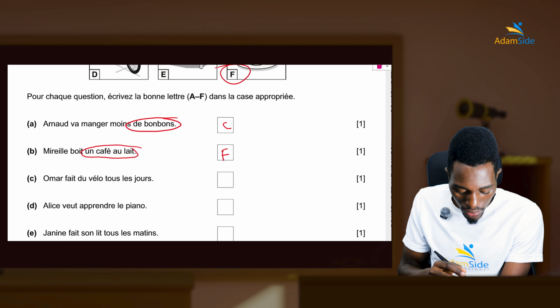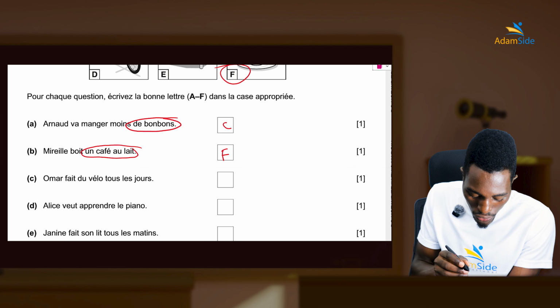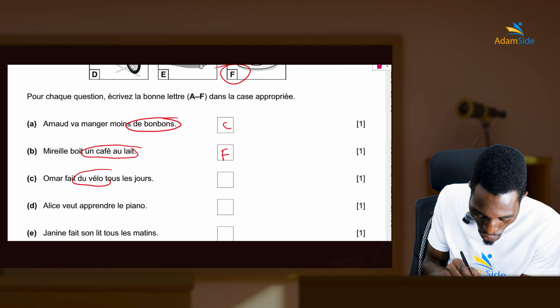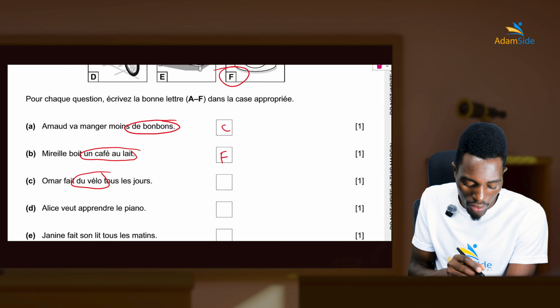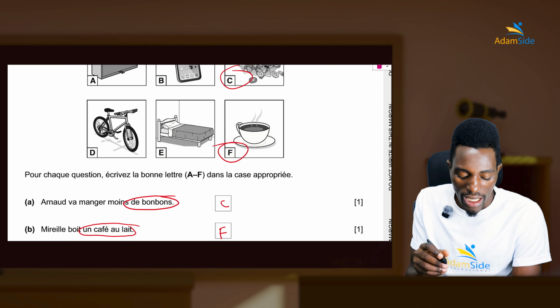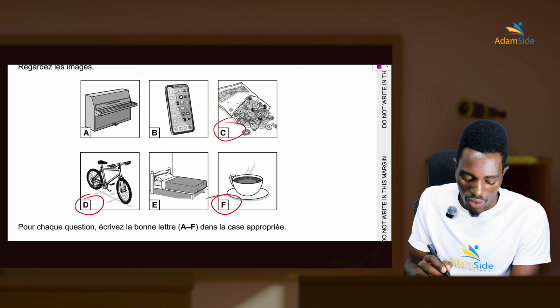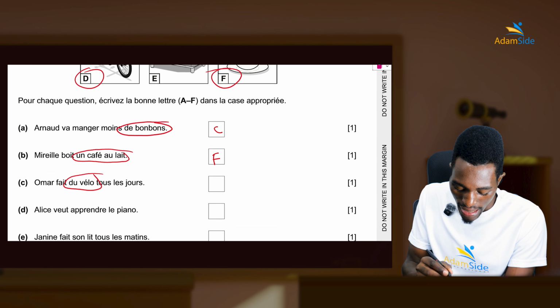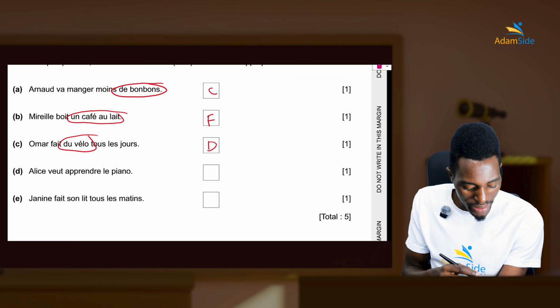Omar fait du vélo tous les jours. Omar fait du vélo. So our vocabulary is du vélo. Make sure you identify the vocabulary first. So we have du vélo, in English is bicycle. So we have to go and find the picture which stands for bicycle. So directly it is picture D. So we have to go and write letter D. Then we go to D.